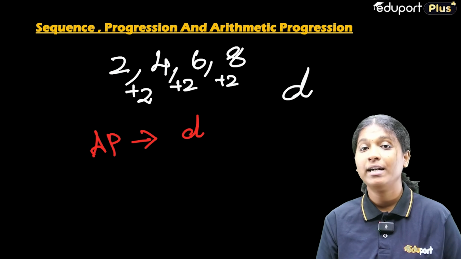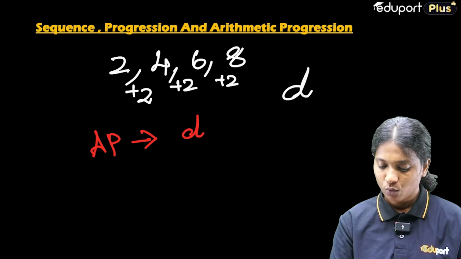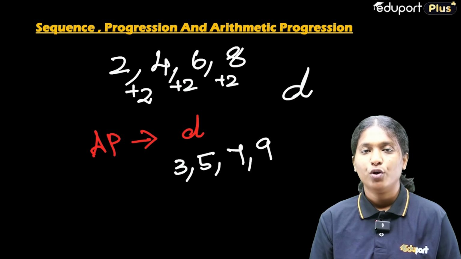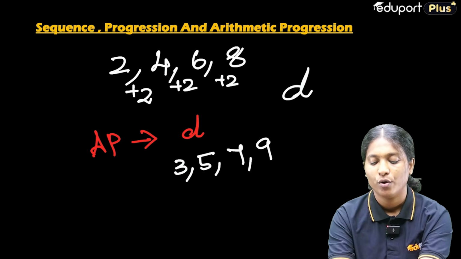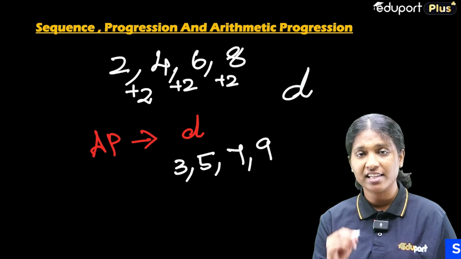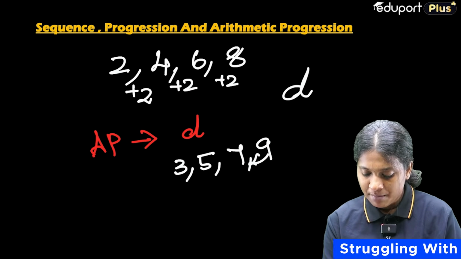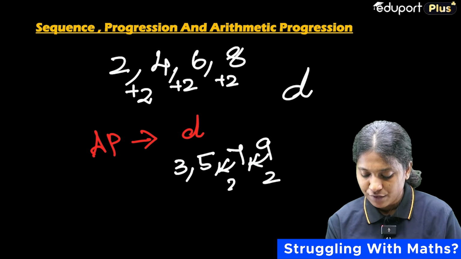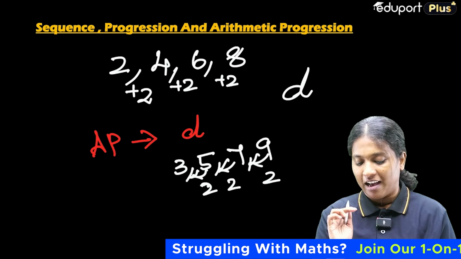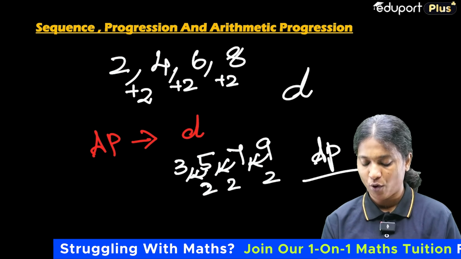There is a common difference. We can give another example. I will give you another example, which is 3, 5, 7, 9. Do you think it is a sequence? It's a sequence. And do you think it is an arithmetic progression? Yeah, it's an arithmetic progression because there is a common difference. As you can see, 9 minus 7 gives you 2, 7 minus 5 gives you 2, 5 minus 3 gives you 2, which implies this sequence is an arithmetic progression.